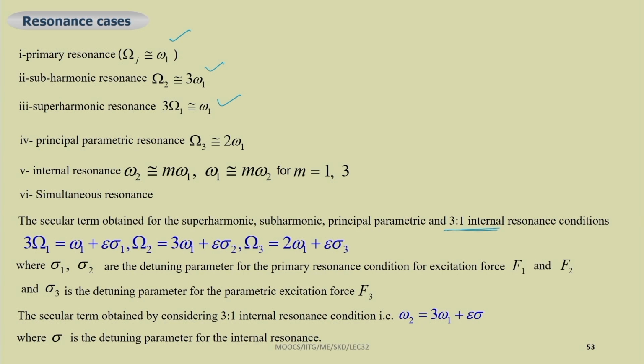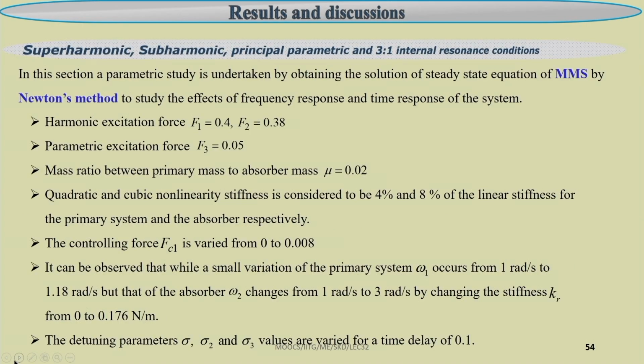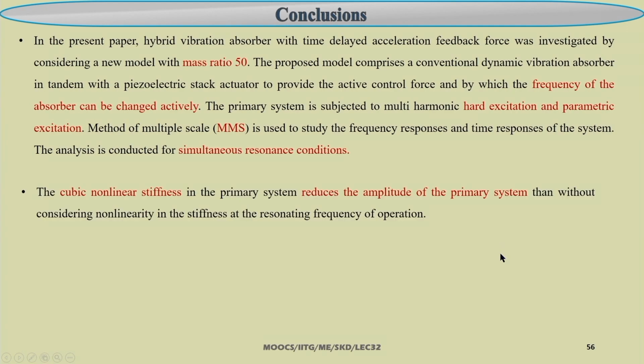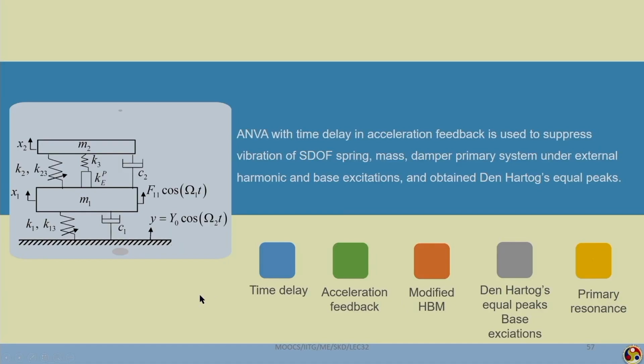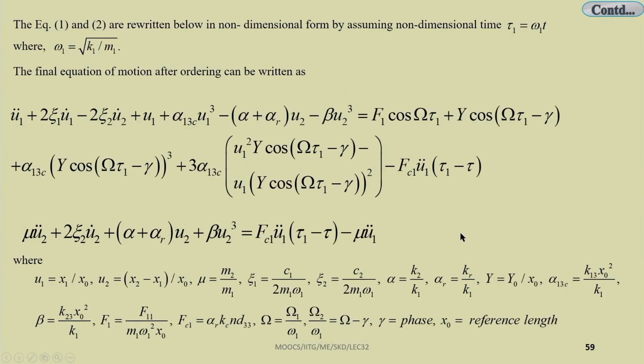By taking all these internal resonance conditions and external resonance condition, one can study this observer, and by studying this observer, one can find the results and see the different frequency response and time response of the system. In this way, one can study the nonlinear vibration observer. One can also study the nonlinear vibration observer by using the harmonic balance method.